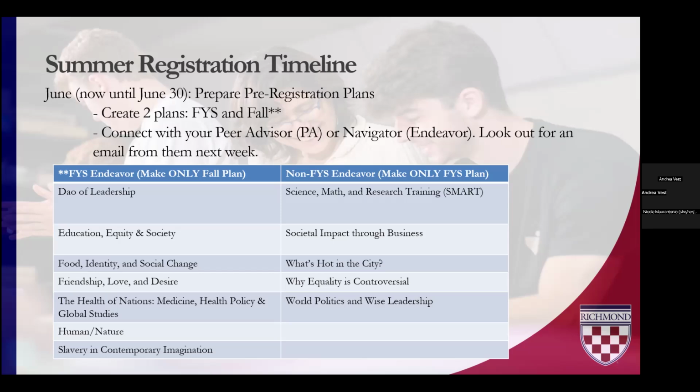Regardless, though, of which plan or plans you need to make, you'll be hearing from your peer advisor or PA or navigator if you are part of the Endeavor program in the coming week. PAs and navigators are UR students who are trained to guide you through the plan making process. They will also be there as resources to guide you through BannerWeb and answer any questions. So please make sure to check your UR email to hear from your PA or navigator. Also, remember that those plans are due by June 30th. So these next few weeks are important.